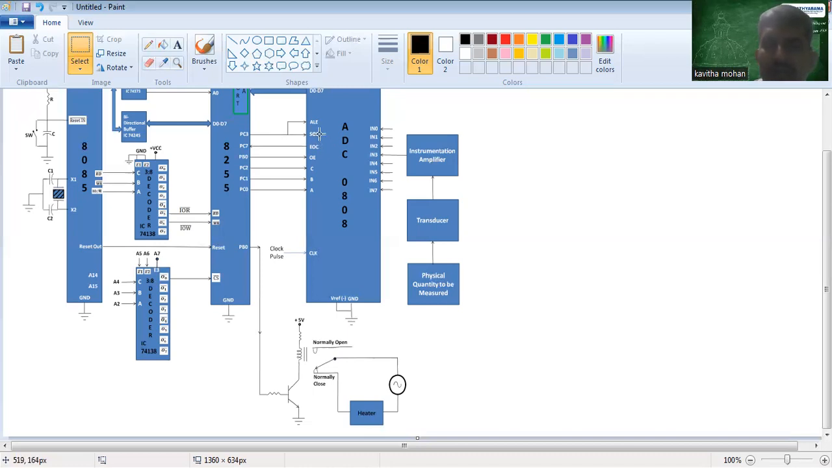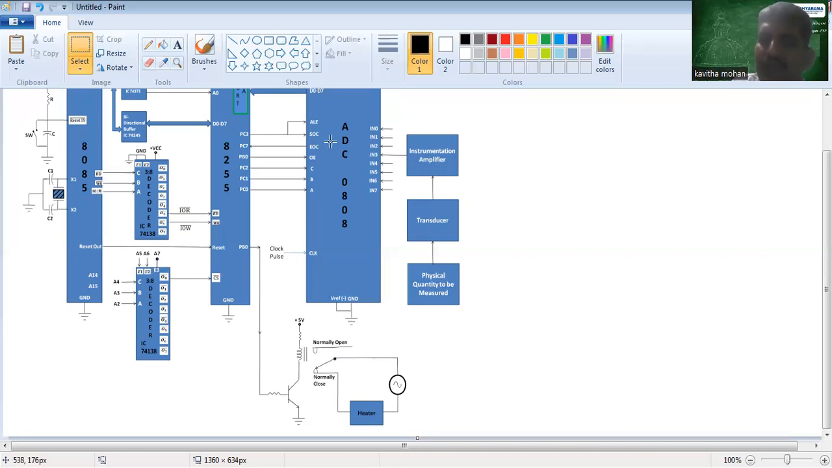Why? When the start of conversion is received by the ADC, it means the microprocessor, which is going to monitor the heater temperature, needs digital data. So it will send a signal, send me the digital data, through the 8255 to the ADC. So the ADC now converts the available analog value coming out of the instrumentation amplifier.